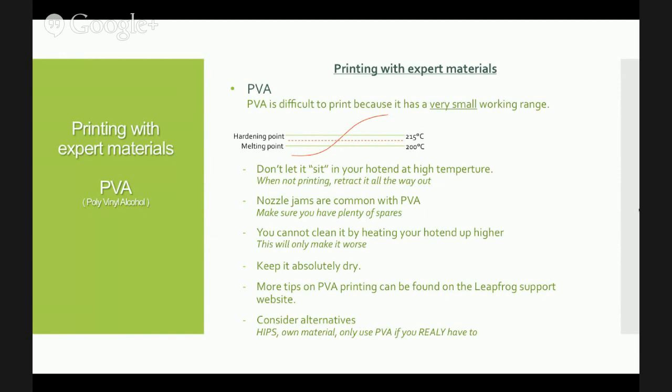Another tip is keep the PVA absolutely dry. Make sure it's stored in a bag with some silica gel. PVA will absorb moisture from the air. If your PVA is just sitting on a shelf, it will absorb moisture. And once it absorbs moisture, you cannot use it anymore. It will not print at all. So the best thing you can do, if your PVA has attracted moisture, is put it in an oven and gently bake out the moisture.